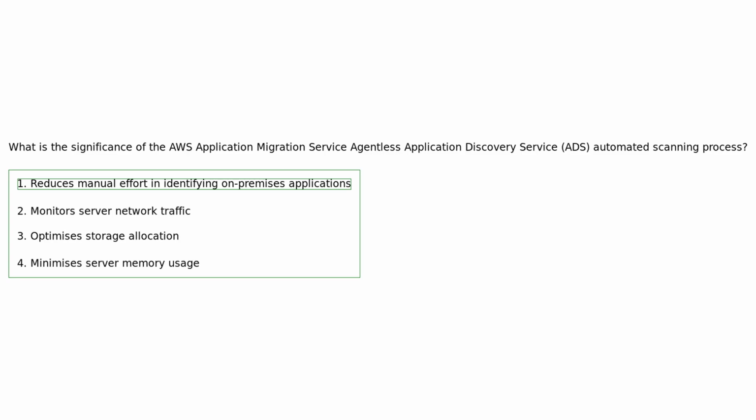The automated scanning process of the AWS Application Migration Service Agentless Application Discovery Service reduces manual effort in identifying on-premises applications by automatically scanning server configurations to provide detailed application information for migration planning.